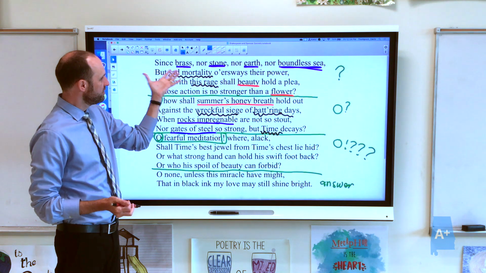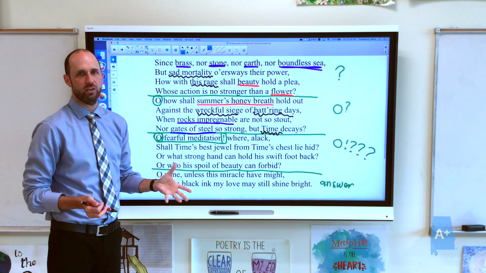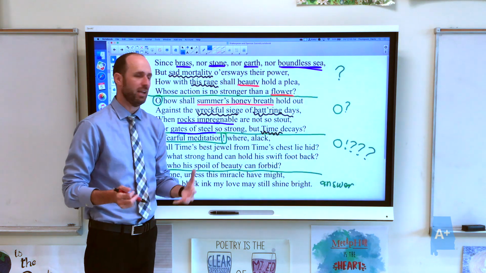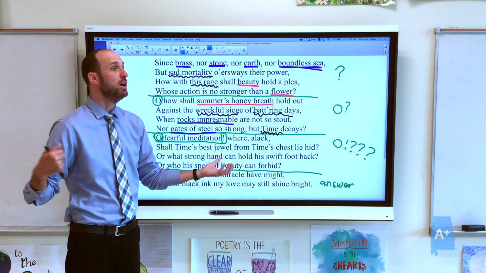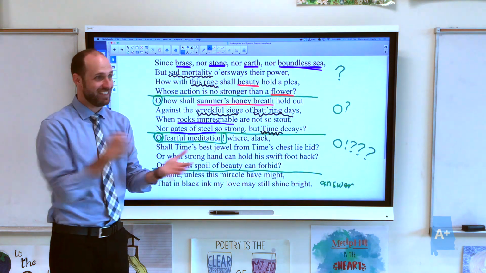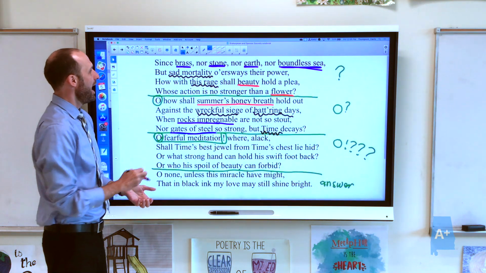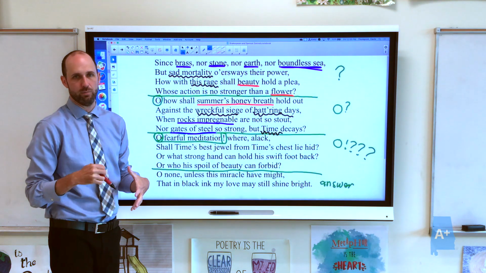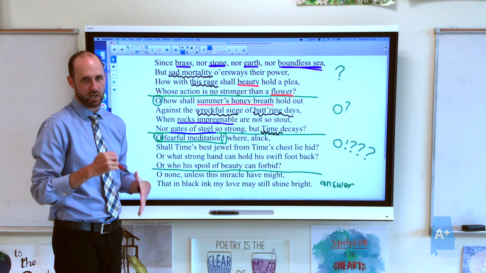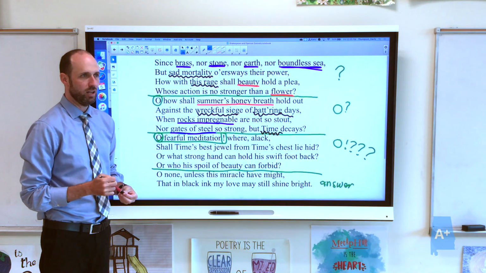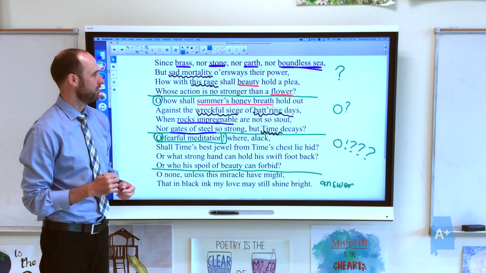We see that sad mortality and rage has turned into war imagery, right? Wreckful siege of battering days makes us think of a battering ram trying to break through and take the castle. But here it's not a battering ram, it's the days that are battering by. And brass, stone, earth, and boundless sea have turned into rocks impregnable, the rocks that cannot be destroyed. Or gates of steel, those don't last, time decays those.